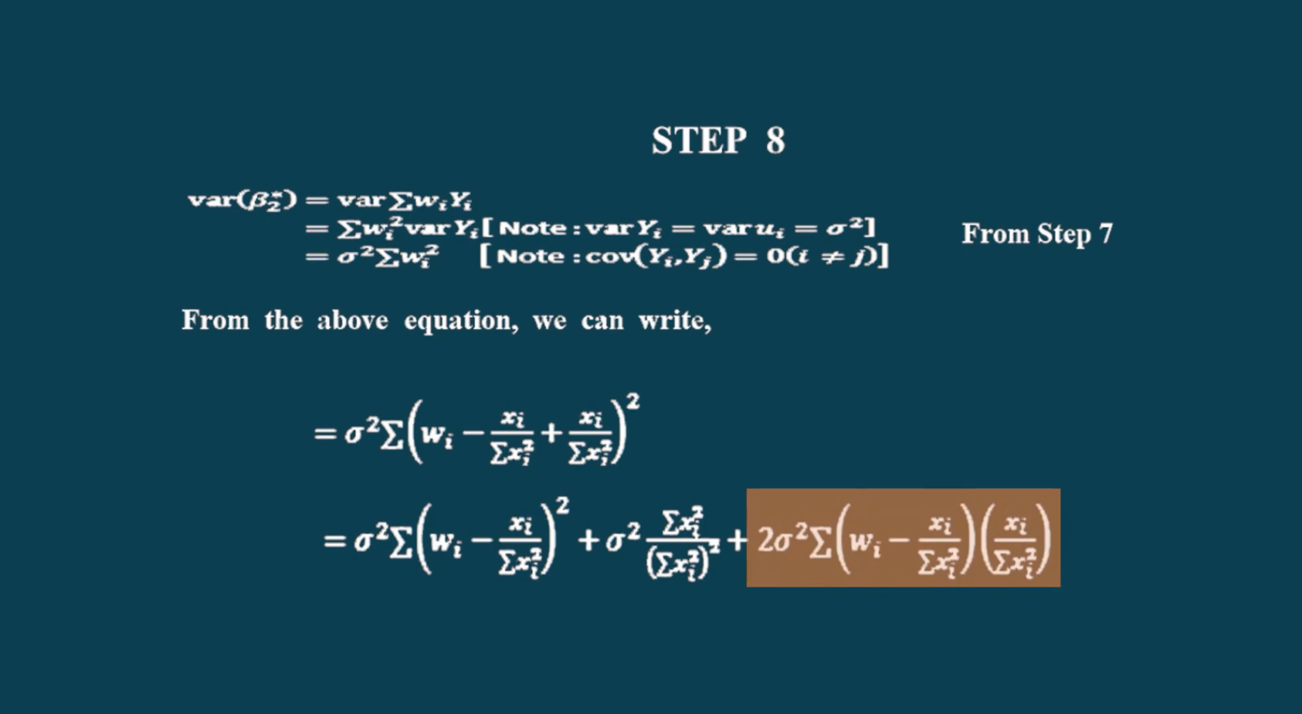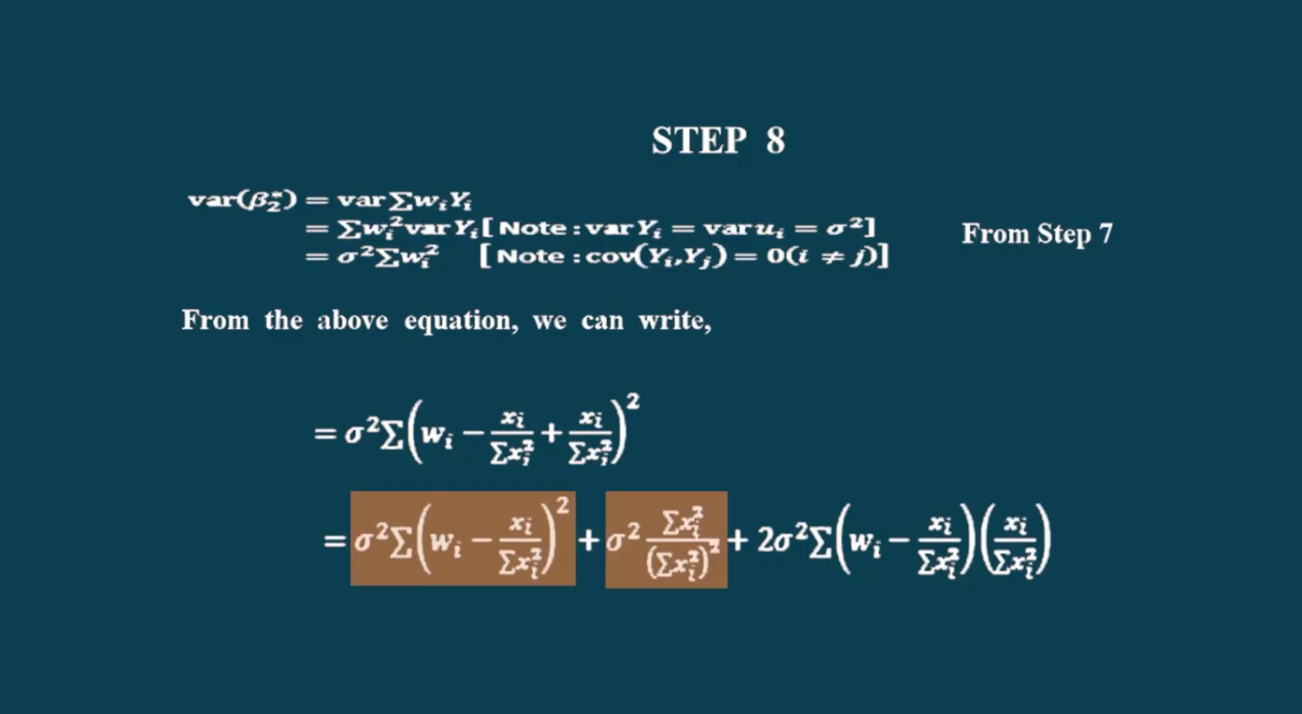So if we look at this derivation from the beginning, then wi minus xi by summation xi square is say small a, and xi by summation xi square is say small b, as if we are doing a plus b whole square, which boils down to a square plus b square plus 2ab. So if we refer to this expression, a square is the first term, which has sigma square already beside the summation sign. So a square means wi minus xi by summation xi square whole square. This is the a square.